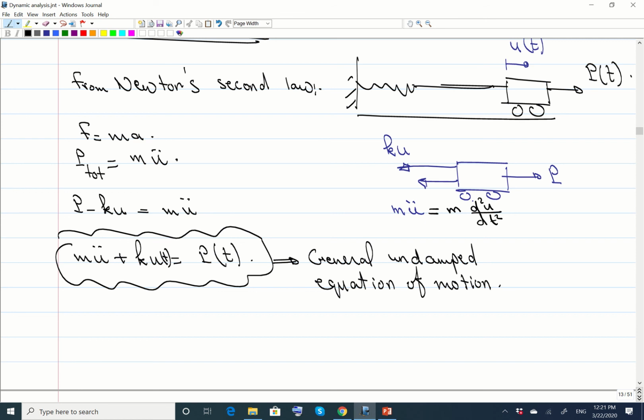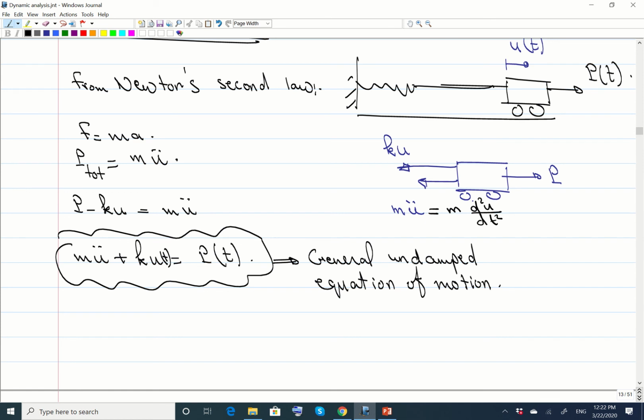So for static equilibrium, it was just Ku equals P. But now for an object that is moving suddenly or rapidly, the equation that we need to solve is m u double dot plus Ku equals P, okay? This is the equation that we want to solve. We want to find u. Exactly as we did in structural analysis 1, you had a structure and you wanted to find the displacement. Once you find the displacement, you find the internal forces. So here also we need to find the displacement, and once we find it, we can find the internal forces. But the displacement is a function of time. The displacement is changing with time because the force is changing with time. We want to get this from this equation.